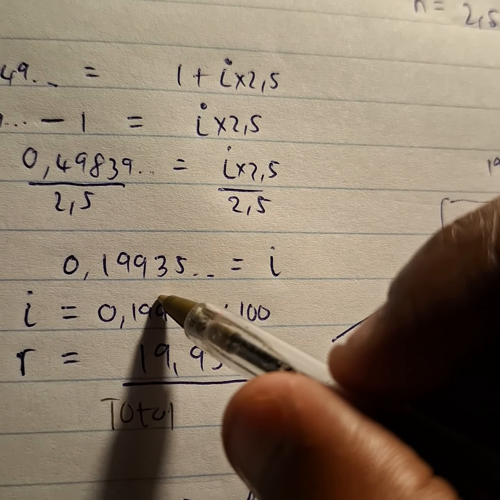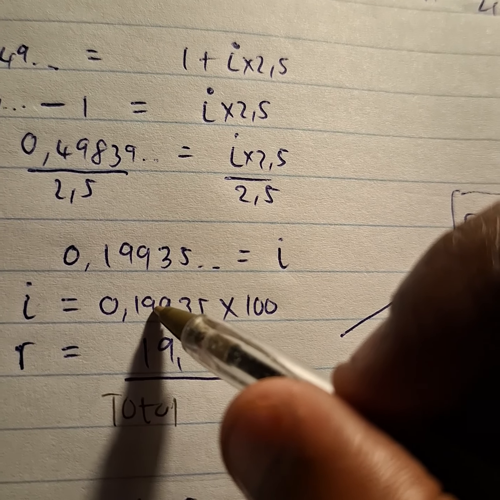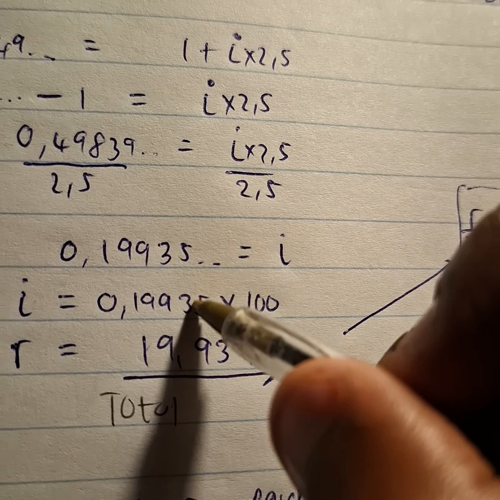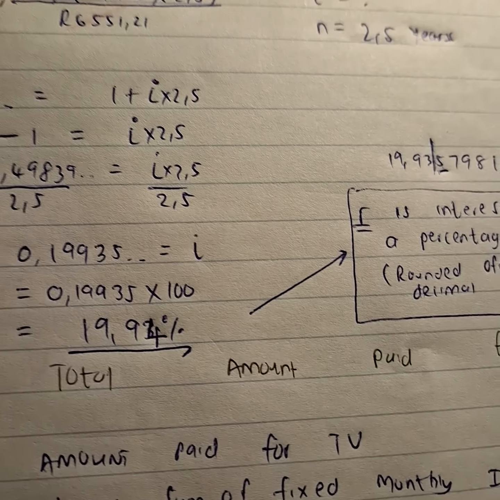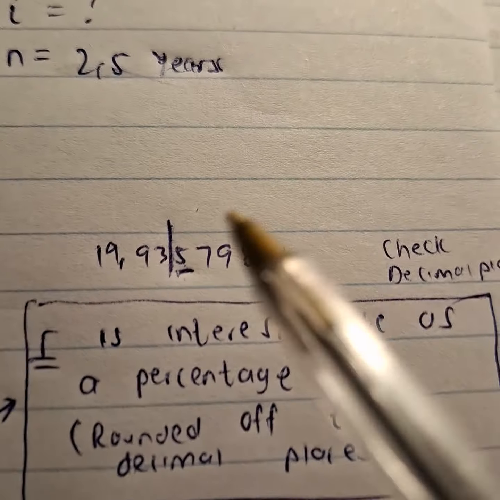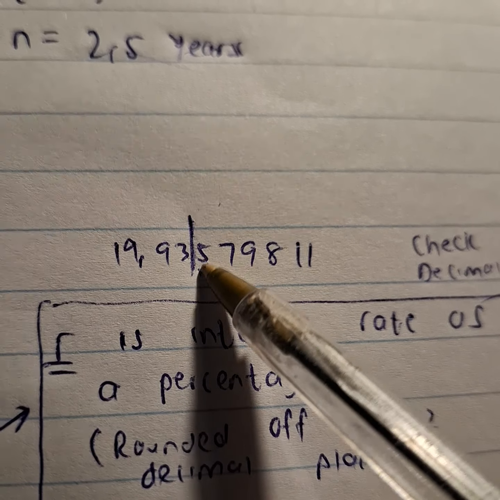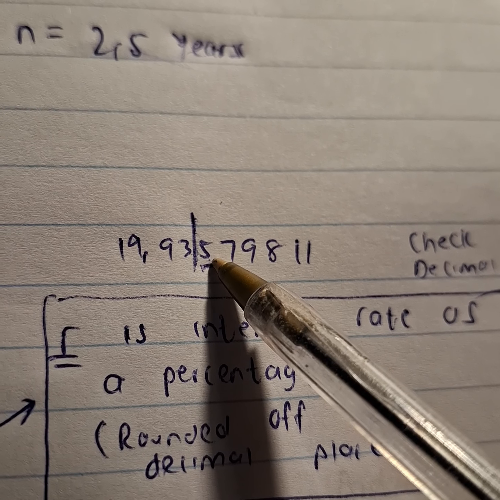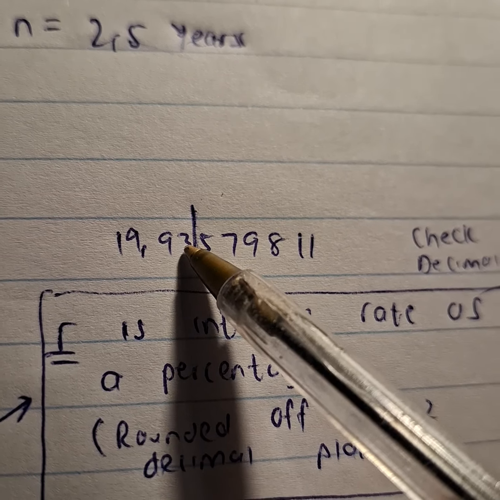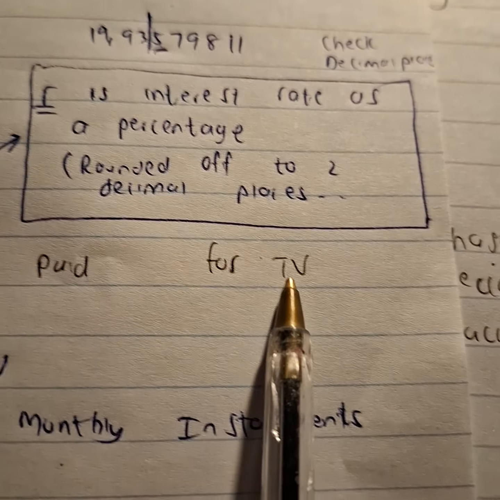Remember that if I put the line here, 2 decimal places, the answer is 19,93. But then if I put the line there, the third number says to the 3 that it needs to go up. So it's not supposed to be 19,93, it's supposed to be 19,94, because this 5 says to the 3 we go up by 1. But remember, if the number is 5 and more, the previous number must go up by 1. But if this number is 4 and less, then this number would have stayed the same. Very important.